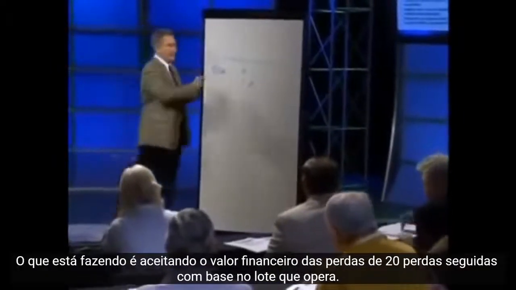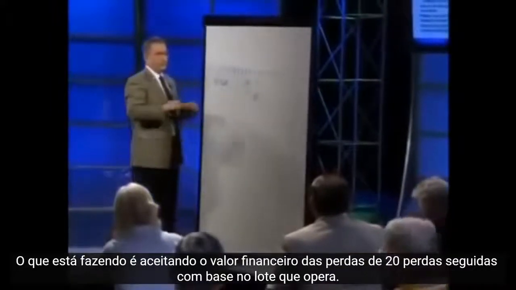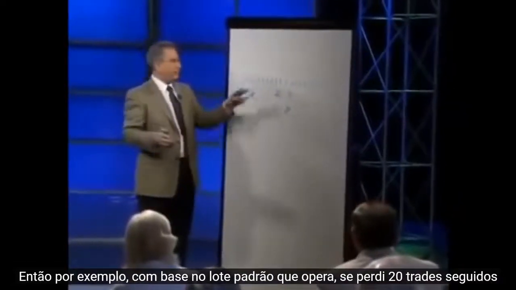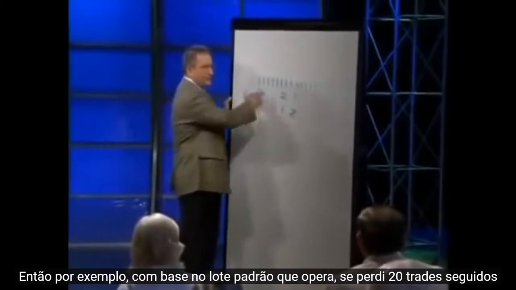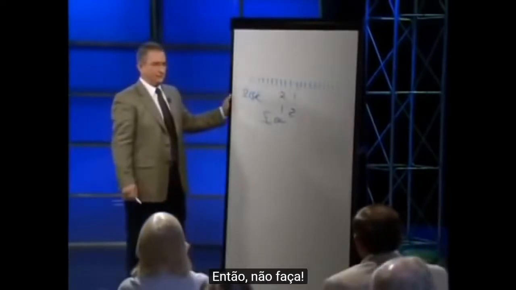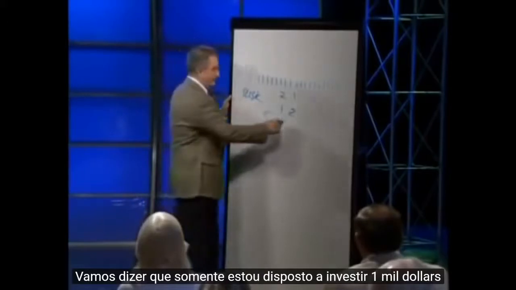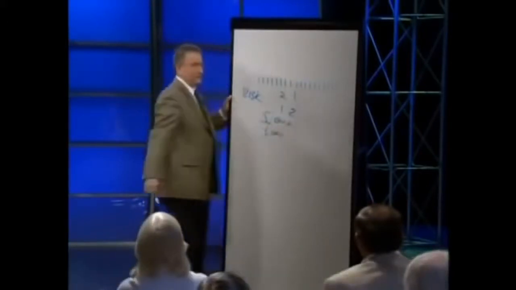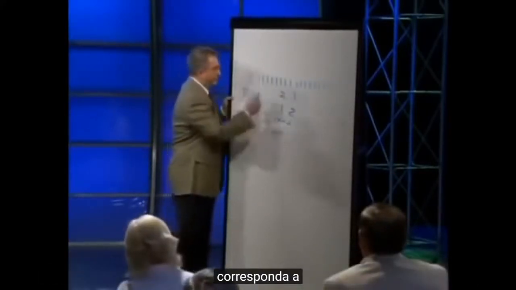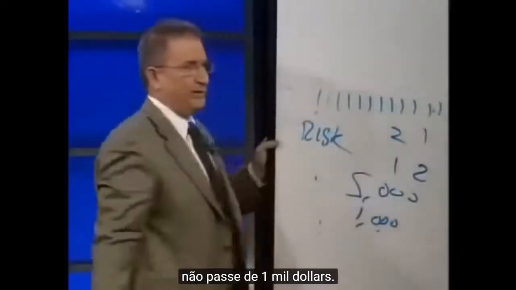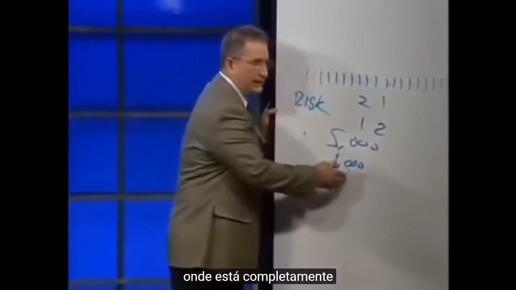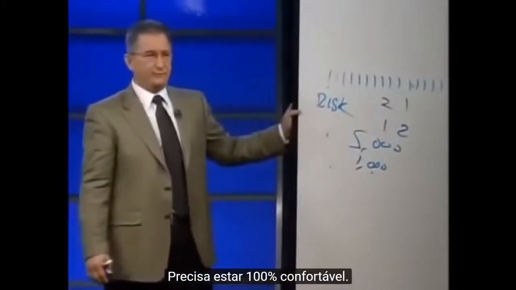So for example, if the standard amount of shares that you trade means that losing 20 trades in a row, based on how much I've got to risk, is going to cost $5,000, you might say, you know what, I don't want to spend $5,000 on this. Then don't. But say I'm truly willing to spend, let's say, $1,000. Then set it up where the number of contracts or shares that you trade adds up to $1,000, even if it means just trading 10 shares at a time. Go down to a level where you're completely comfortable with the dollar value. You have to be completely comfortable.